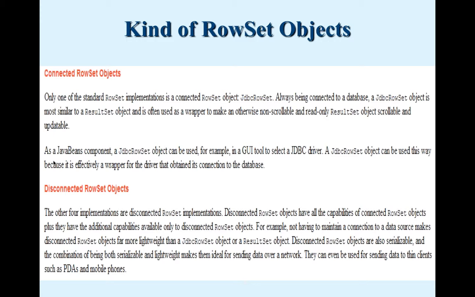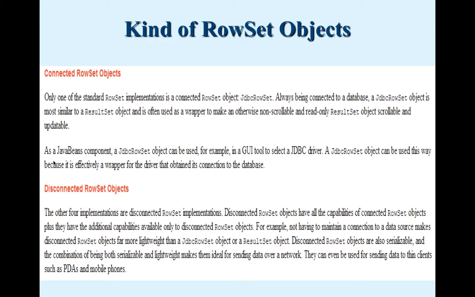So, not just that, if you want to get additional features of row set for a result set, you can use JDBC row set because both are same. It is just a class that is implementing row set or result set. Okay. Then disconnected row set objects. The other four implementations are disconnected row set implementation.